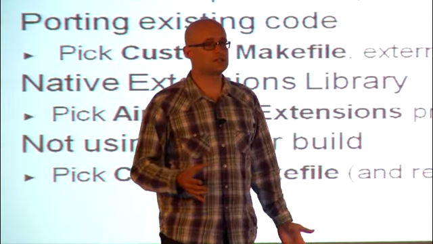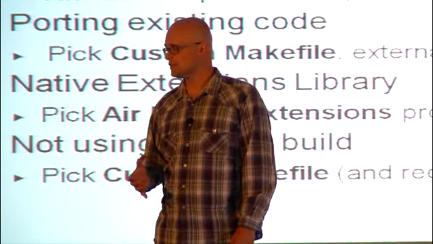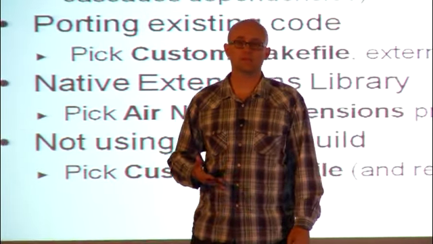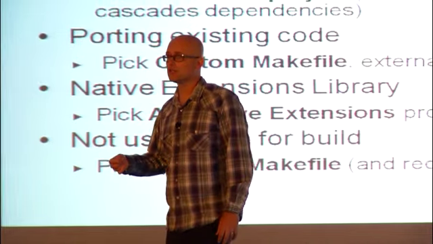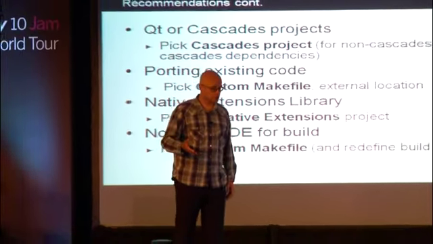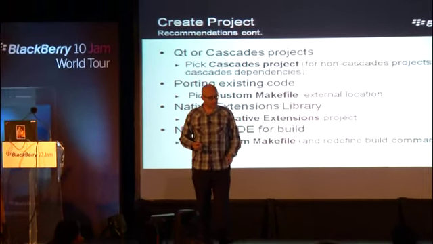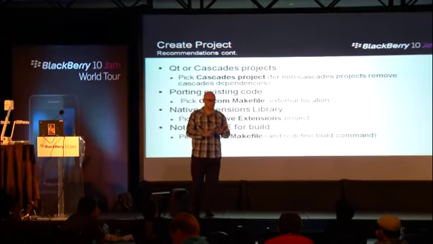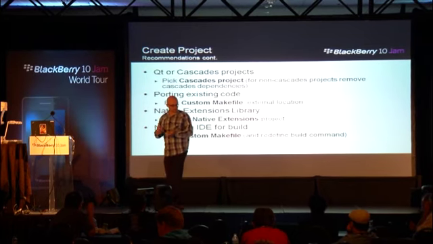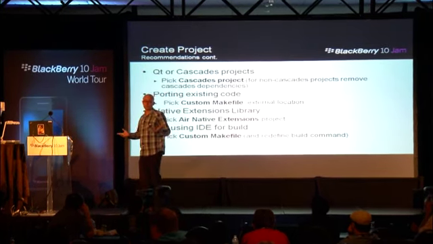If you are porting existing code, you've got a big project, lots of dependencies, then custom makefile. You already know exactly what your dependencies are, how you want to go into directories and build things. You've already found years ago what the optimal way to do that is. If you're building a native extension library, pick a native extension. And if you're not going to use the IDE, pick a custom makefile.